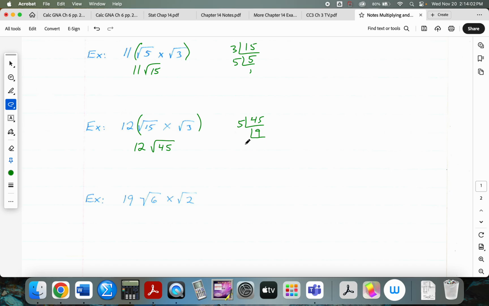So that goes into there 9 times. And then what will I divide into 9? 3. 3 divides into 9 3 times. 3 divides into 3 once. Square root of 3 times the square root of 3 is 3. So I've got 12 times 3 times the square root of 5. 12 times 3 is 36. So it's 36 square roots of 5.